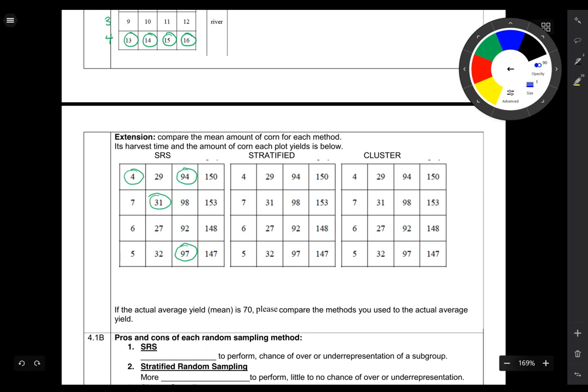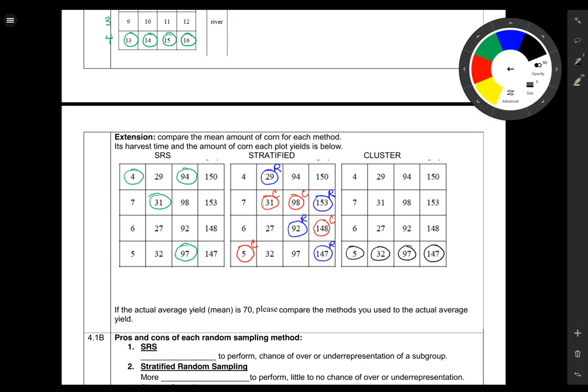And then for my stratified, the ones by the columns and rows, I'll do different numbers. So rows I will do in blue. I had 29, 153, 92, and 147. So these are my rows. And my columns were 31, 98, 5, and 148. So those are my yields for my columns, the numbers that I had circled. And then finally for our cluster, we had that fourth cluster. So we had these numbers.